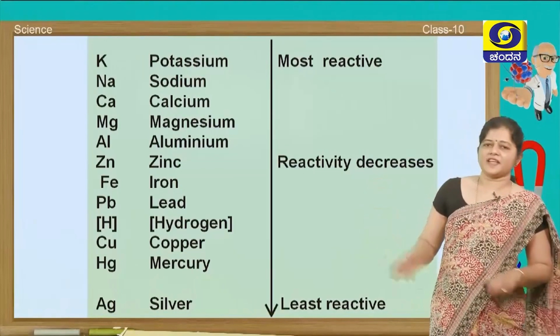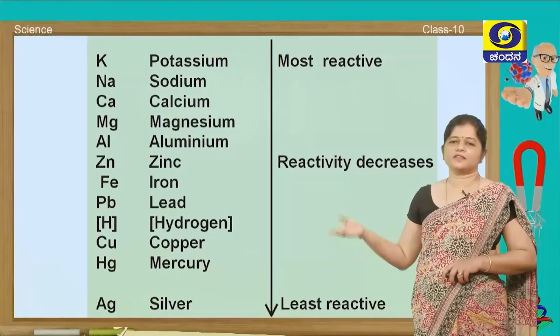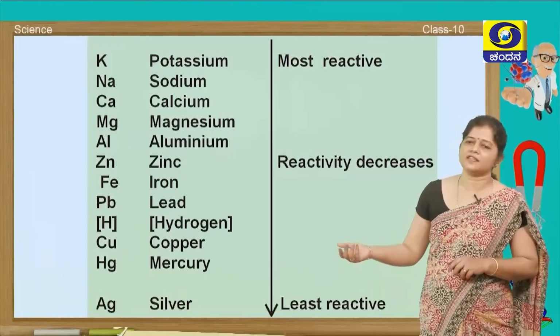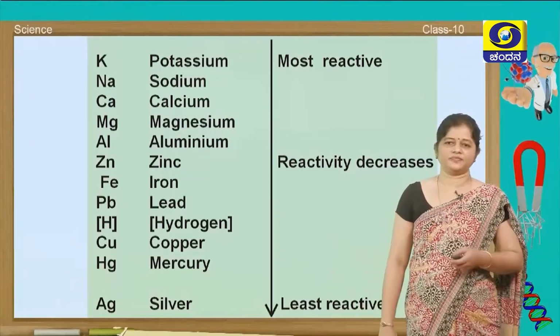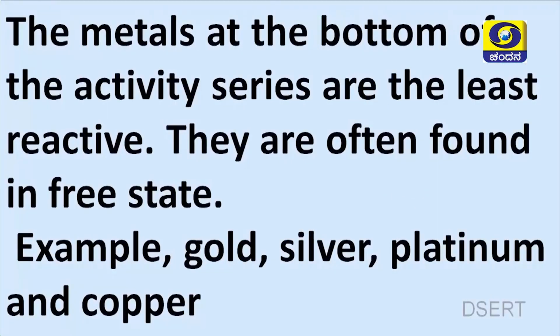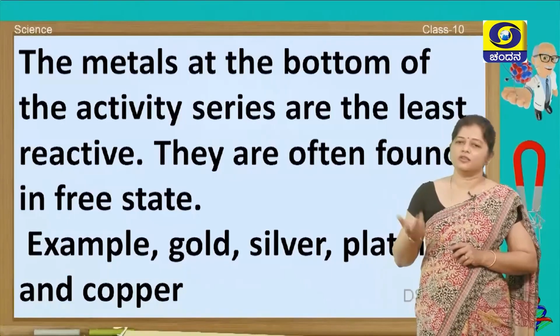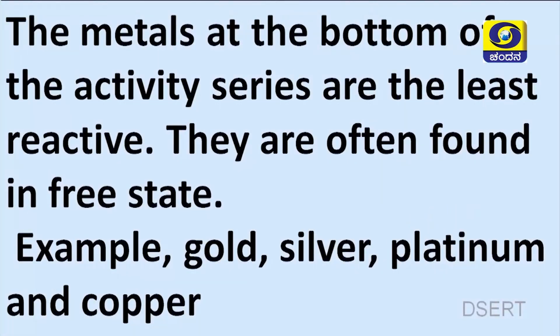This is the reactivity series, where potassium is the most reactive, and coming down you have silver which is least reactive, and gold and platinum which are not at all reactive. The metals at the bottom of this activity series are the least reactive. They are often found in the free state, for example gold, silver, platinum, copper, etc. Generally they exist in the free state.